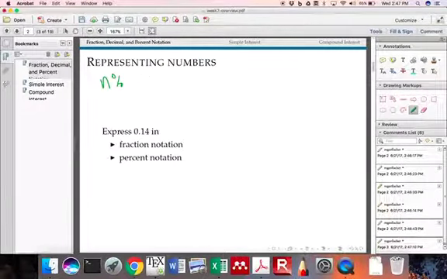N%, where n is your favorite number. In fact, where n is any number, literally means n divided by 100. This is from an old Latin phrase that meant percentum, or literally per 100. N per 100.